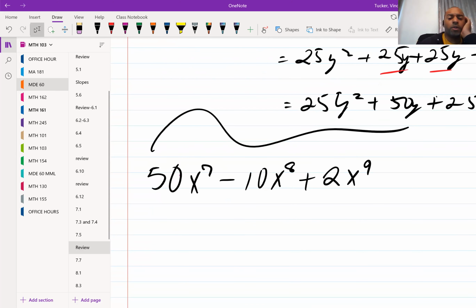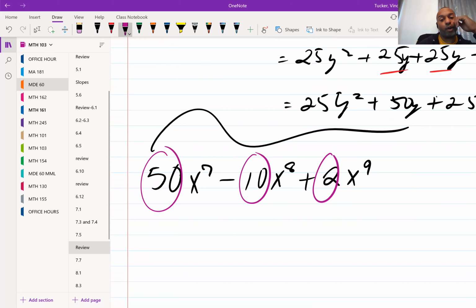Okay. So first thing you want to do is look at what each one of these numbers in front of your variable have in common.